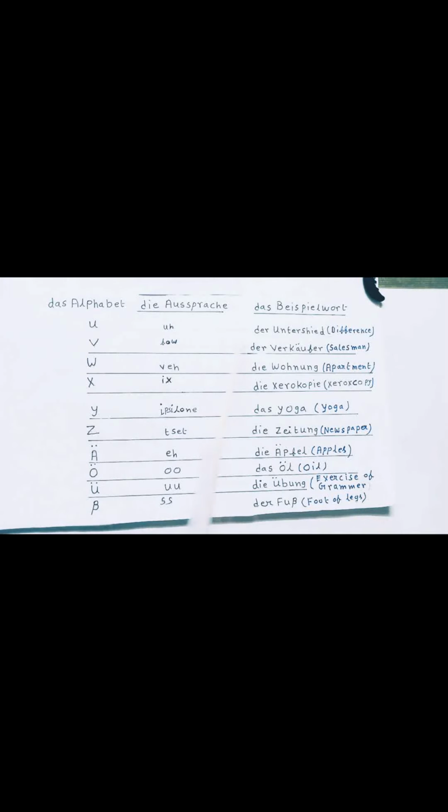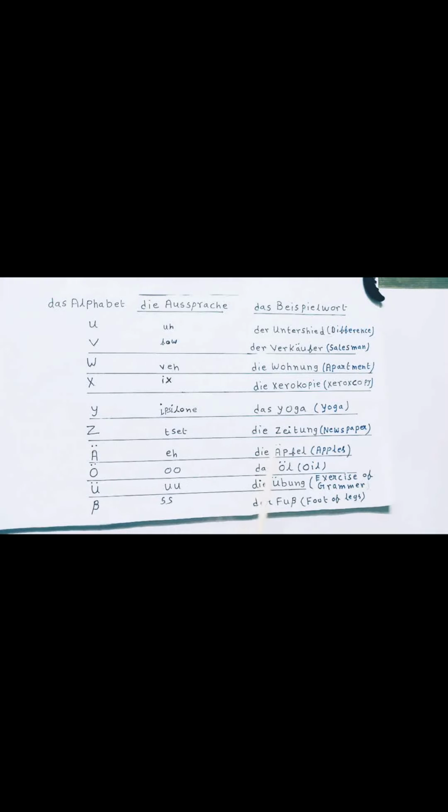U for der Unterschied, difference. V for der Verkäufer, salesman. W for die Wohnung, apartment. X for die Xerocopy, Xerox copy. Y for das Yoga, yoga. Z for die Zeitung, newspaper.